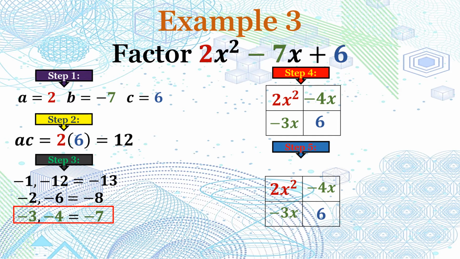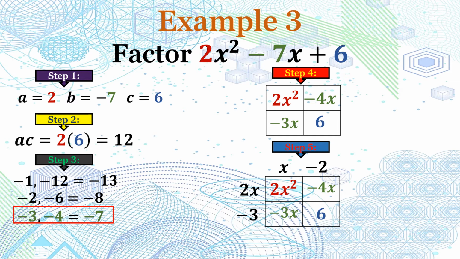Okay, so the common factor between 2x squared and negative 4x is 2x. And the common factor between negative 3x and 6 is negative 3. So again, that is negative since it is closest to negative 3x. Then the common factor between 2x squared and negative 3x is x. And the common factor between negative 4 and 6 is negative 2. So again, it is closest to negative 4x, so that is negative.